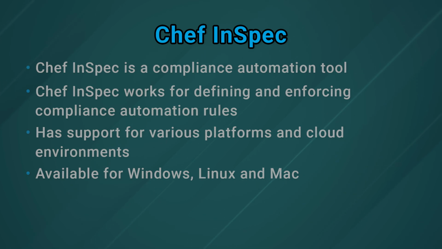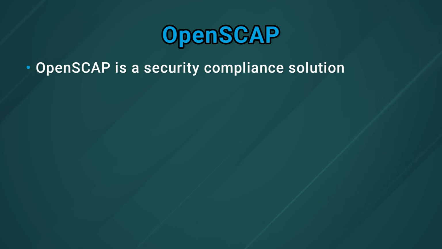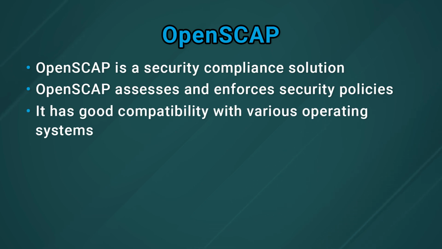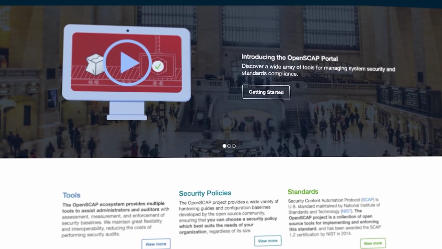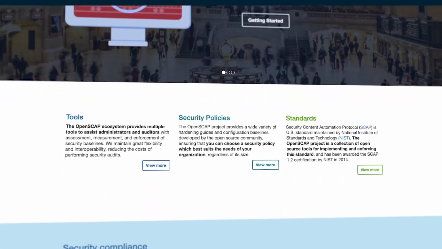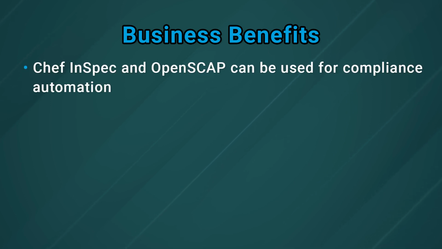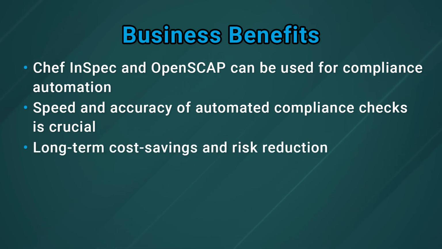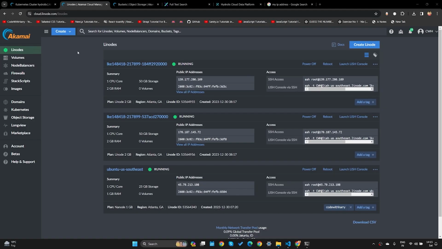Then another tool is OpenSCAP. It's also a security compliance solution, and it assesses and enforces security policies. It can generate a report for you, and it's really easy for you to automate based off the content of those reports. So there are a lot of business benefits of these softwares, Chef InSpec and OpenSCAP. There are some other softwares as well, but these are two major softwares which can be used for compliance automation. Speed and accuracy of automated compliance checks is crucial, and long-term cost savings can be done if you are using such solutions. So I'm inside my Akamai account, and I'll now show you how you can install OpenSCAP on Ubuntu.